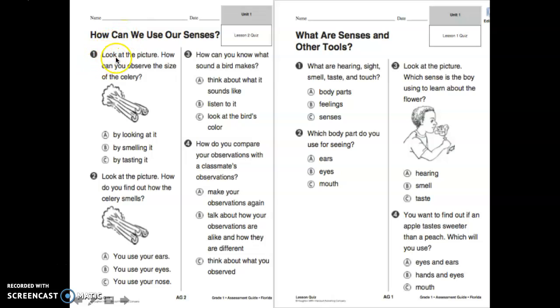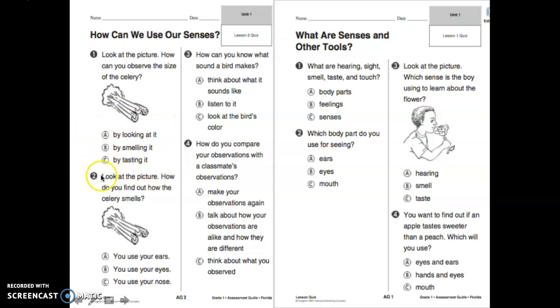Number 1, look at the picture. How can you observe the size of the celery? A, by looking at it, B, by smelling it, or C, by tasting it. How can you observe the size of the celery?